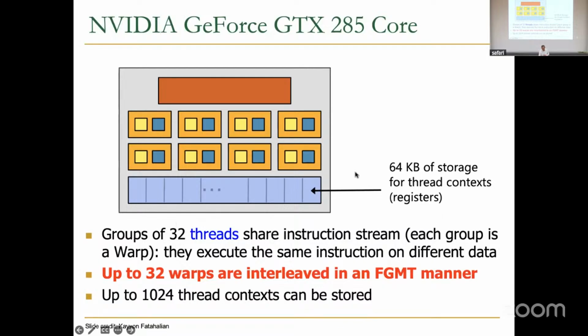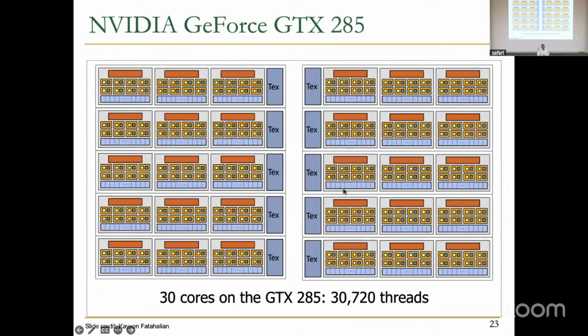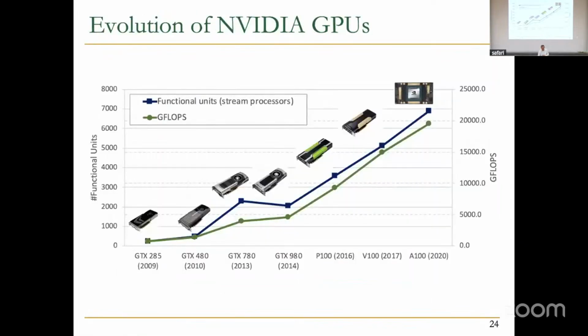You can see the thread context storage is large. And that's one core. This was the architecture at the time. Again, we're talking about 16 years ago. You have 30 cores, 30,000 threads. 30,000 is a large number, but we're much larger today. So that was the GTX 285, 2009, assuming the date is correct, which I'm not sure, but this is from NVIDIA.